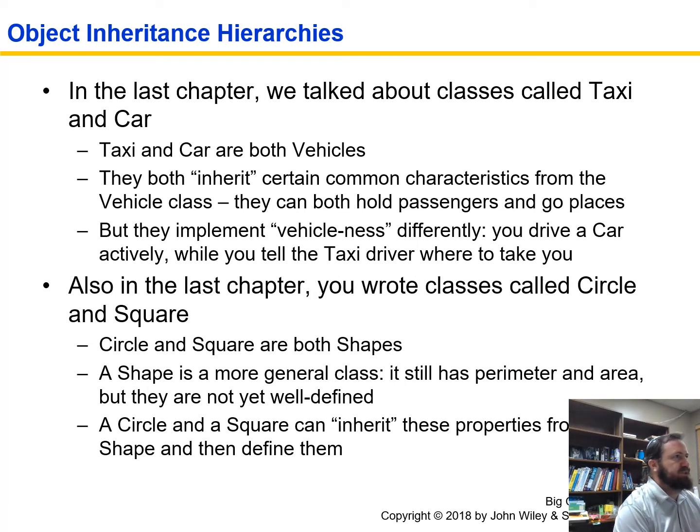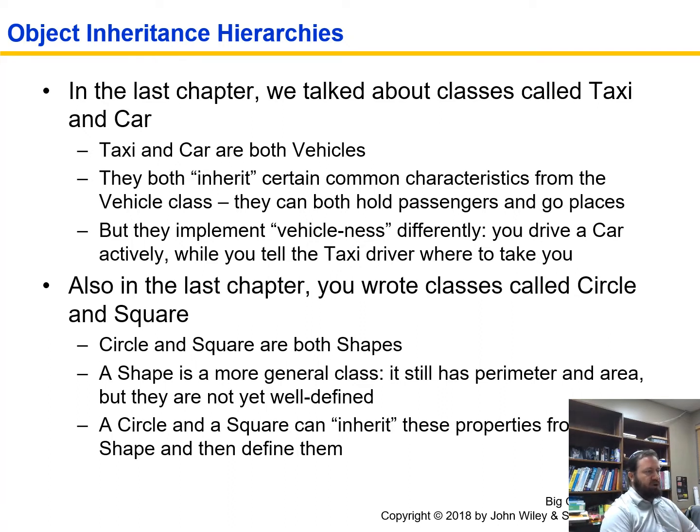The topic today is object inheritance. In the last chapter, we talked about classes called taxi and car. Taxi and car are both vehicles, so that means they both inherit certain common characteristics from what we might call a vehicle class. They can both hold passengers and they can both go places. So those are properties of a vehicle, which taxi inherits, and so does car. But their implementation of vehicleness is different.